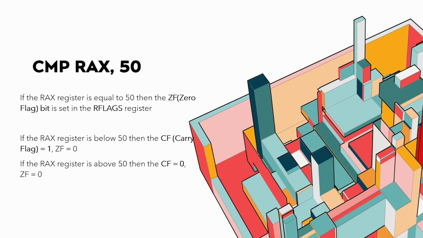But it's not just set, the zero flag is also set to 0 in such cases, if the value of RAX is below 50. Now, if the RAX register is above the value of 50, then the carry flag and the zero flag are both set to 0. Now, these flags are important because we can use other instructions later on that will check these flags and perform certain actions. So the compare instruction is just responsible for setting those flags based on the compare operation, okay?